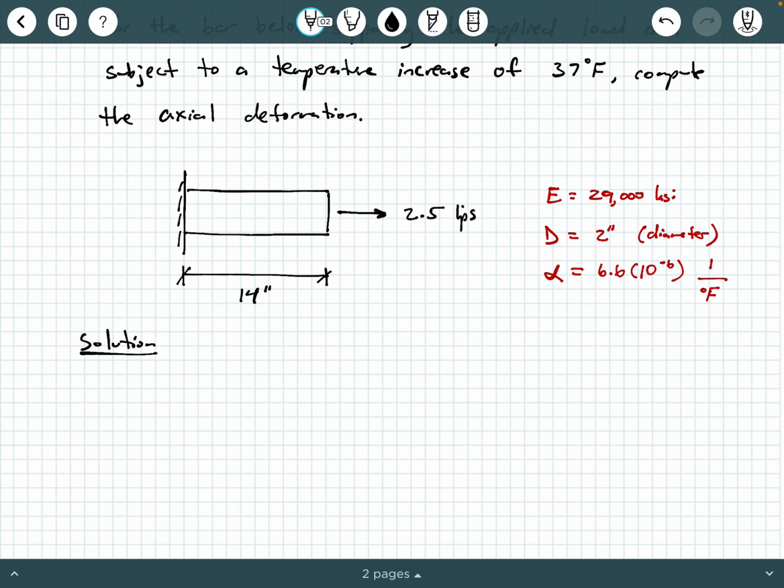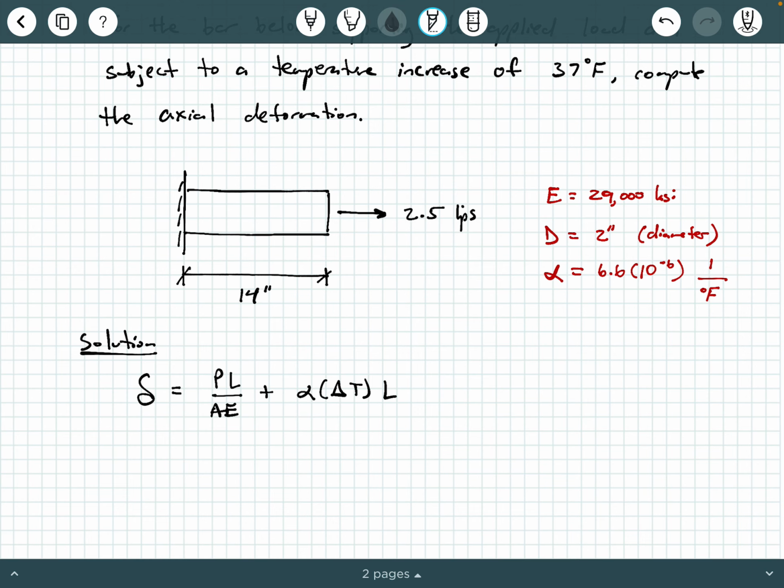The first thing I like to do in most of these problems is write my governing equation. I know I'm going to have deformation due to both applied load and thermal effects. So I'm going to write delta equals PL over AE plus alpha delta T L, okay? Now, I don't need the integral form because all of my given information for this problem is constant, and I also don't need the summation form because I have one segment. I have one segment, and this one segment has all constant properties, okay?